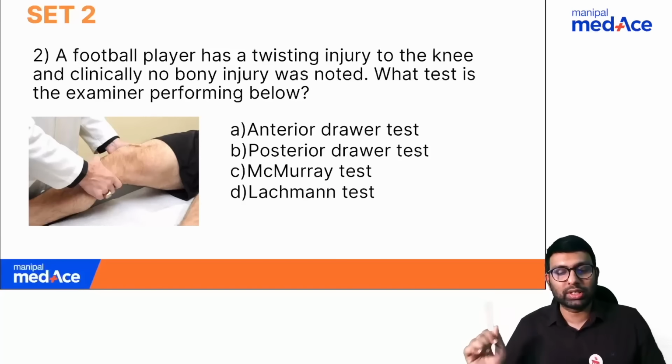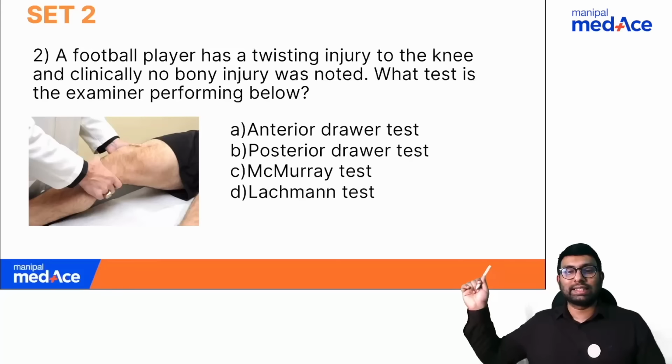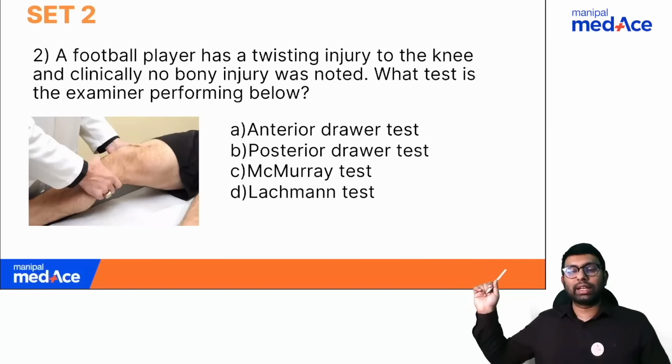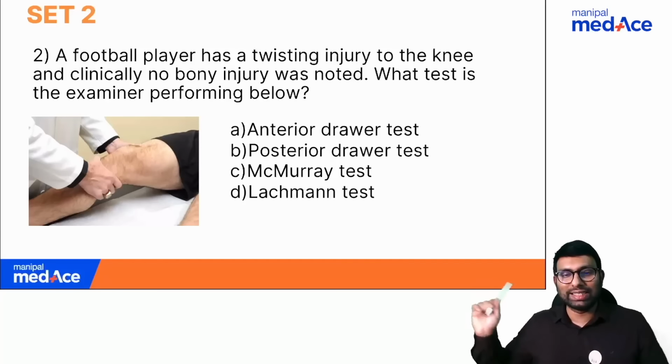Coming to another question, this is from injuries around the knee, mainly sports injuries. A football player had a twisting injury to the knee. Clinically, no bony injury was noted. What test is this examiner performing? And they've given an image like this where the examiner has flexed the knee up to 20 to 30 degrees and he's looking for instability.